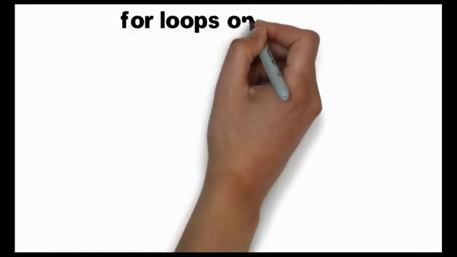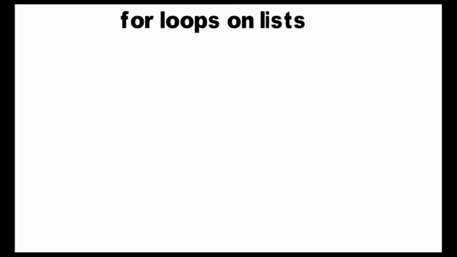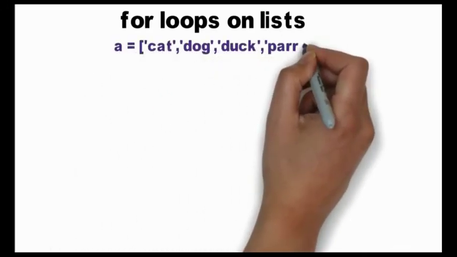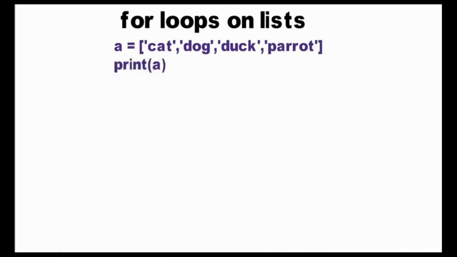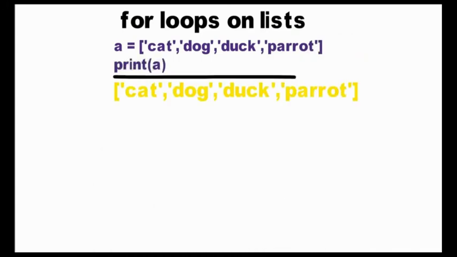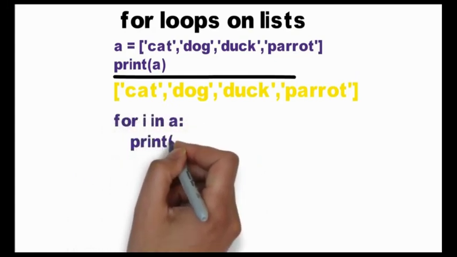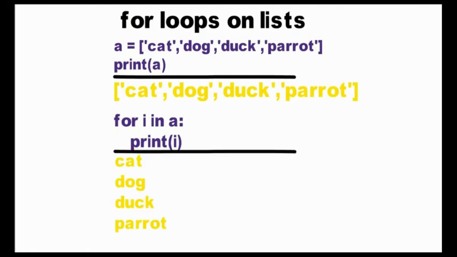Let's understand how to use for loops on lists. Let's create a list A equal to cat, dog, duck and parrot. Basically we can loop through in two ways. Let's see the first one. For i in A, print i. So basically we are looping through each item i in the list and simply printing it.